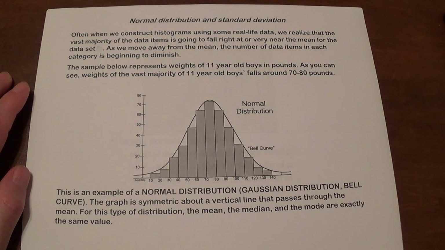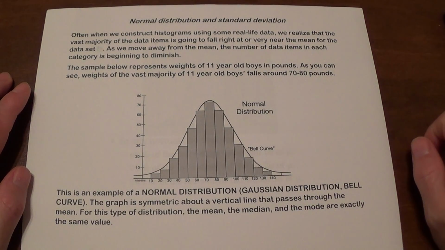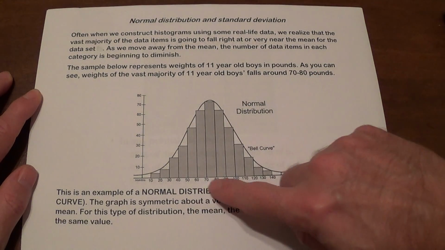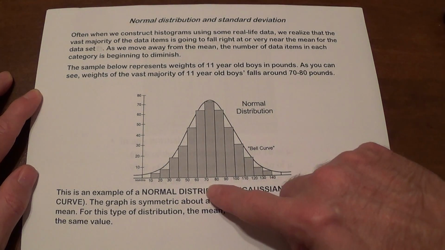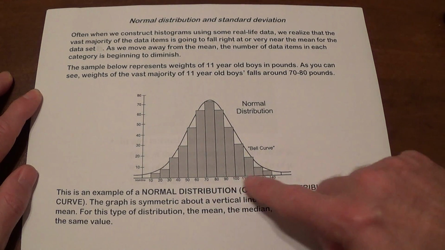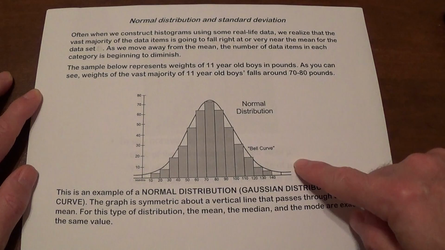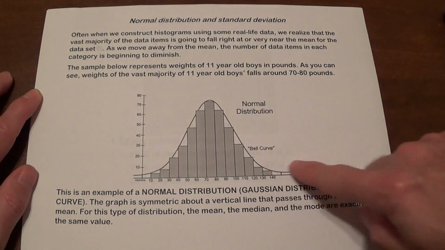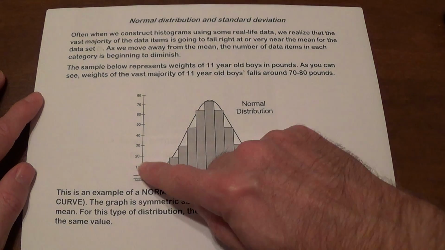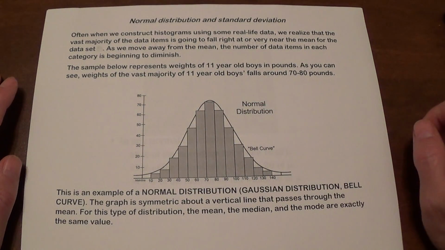For example, if we look at the weights of 11-year-old boys in pounds, what we see here is that the majority of them fall around the 70-80 range. As we go towards higher weights or lower weights, it begins to diminish. If you do it for the entire population of 11-year-old boys, you're going to get a very nice, smooth curve, and it's going to look like this.